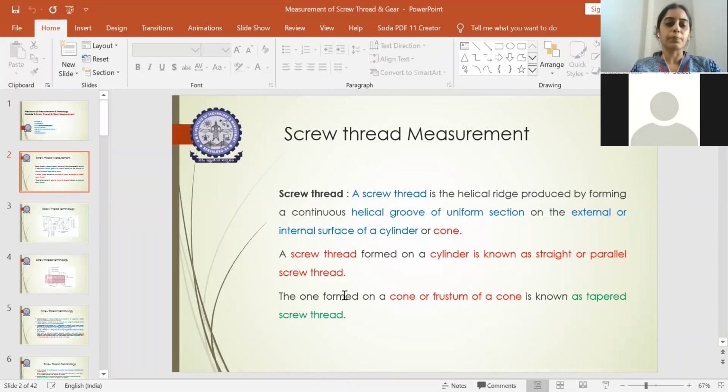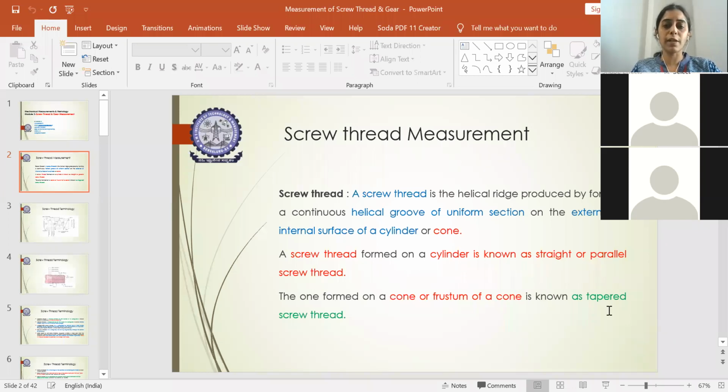Yeah, fine. Continue. So similarly, if the helical groove is formed on either the frustum of a cone or a cone, then we call that type of screw thread a tapered screw thread. So you should know the difference between a straight or parallel screw thread and a tapered screw thread. If it is tapered, then it is made on the cone or on the frustum of a cone. If it is straight or parallel, then it is on the cylindrical object. So be aware of the helical grooves obtained on the uniform section, which is either the cone or the cylinder.